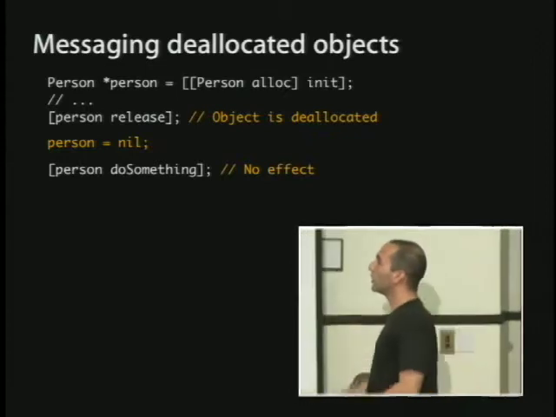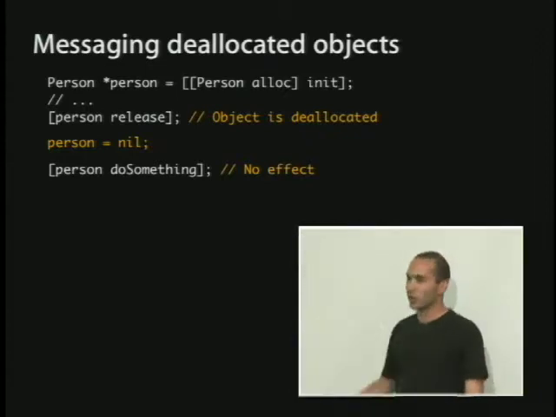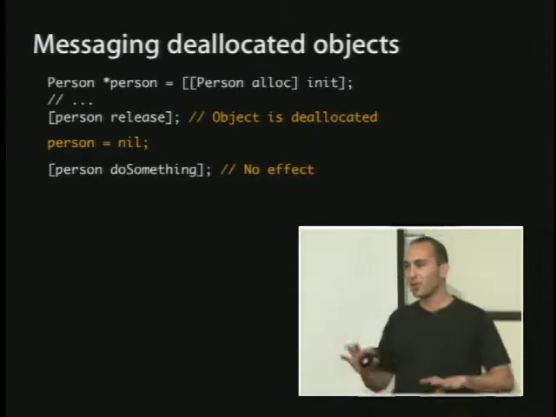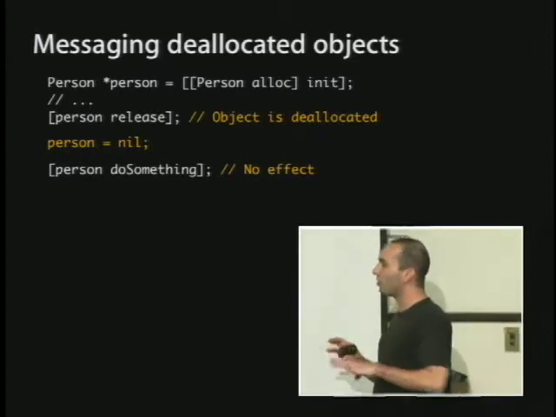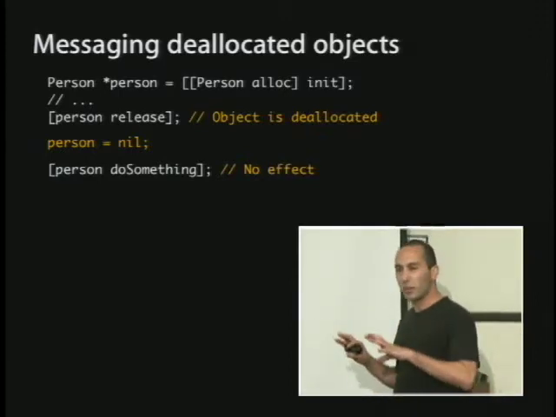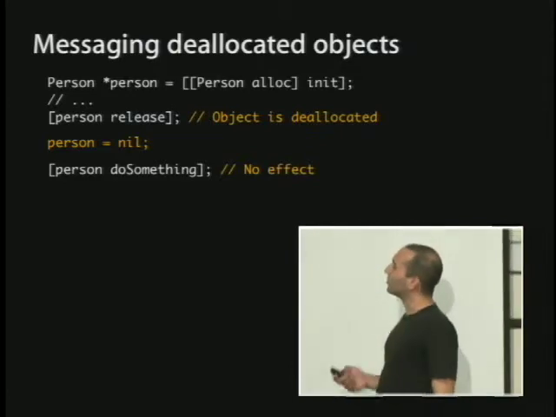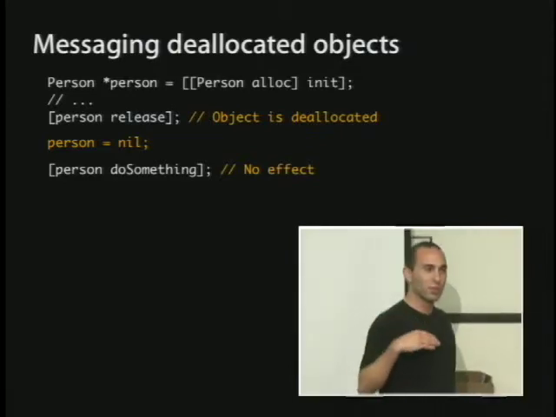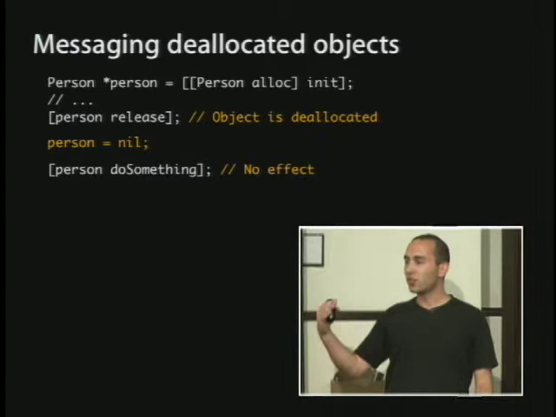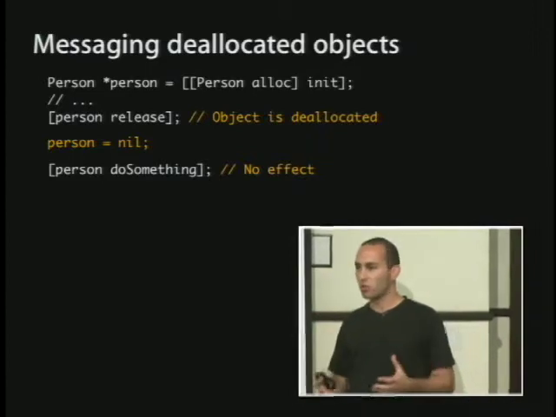Now, if you've written code such that it's going to try to do something after you released it, this is probably the case where they're not in the same function. But in general, you want to make sure that you match your retains and releases in such a way that you know what objects you have.